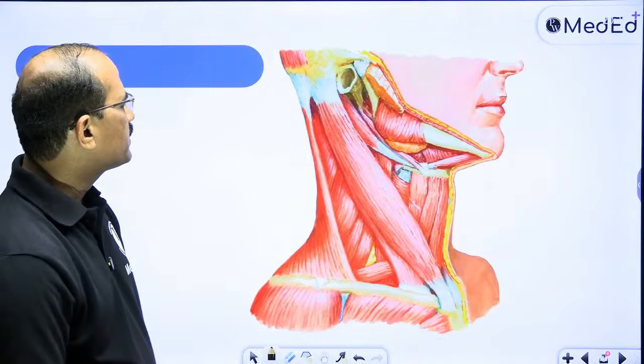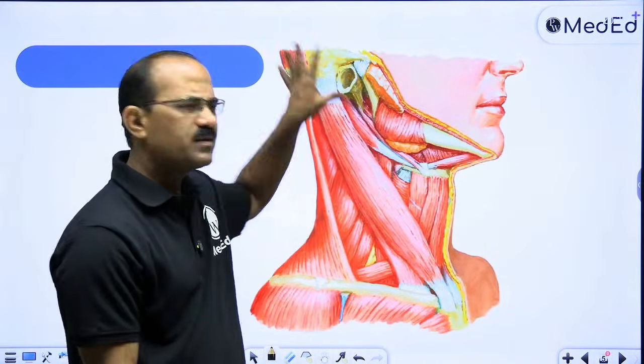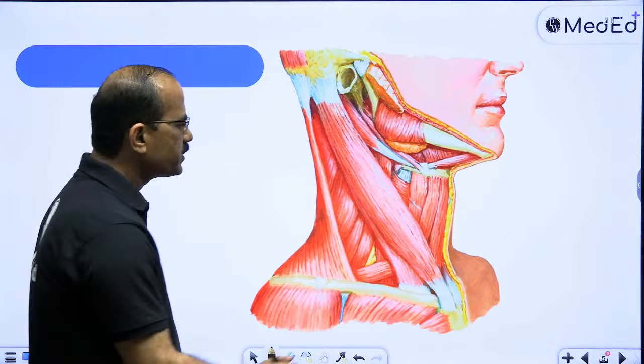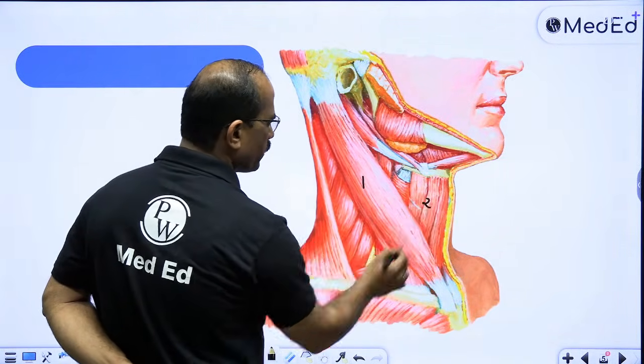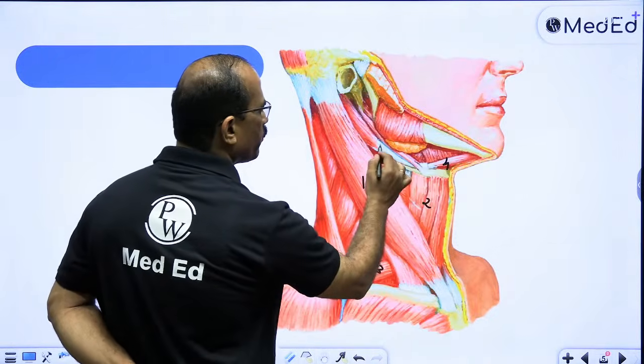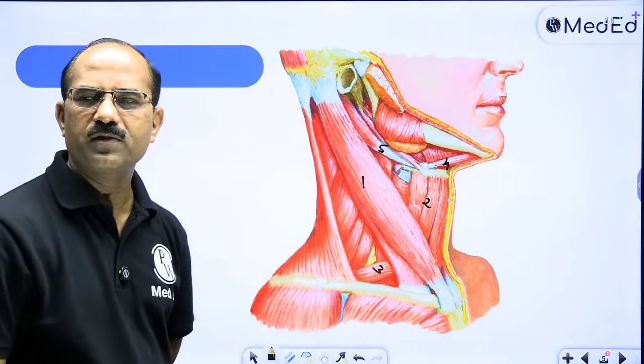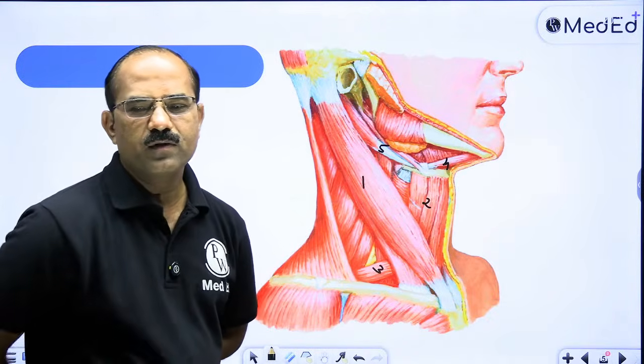Just have a look at this now. The same thing, same slide. Just identify these muscles. If you can identify them: number 1, number 2, number 3, number 4, number 5. Let's try to identify these muscles. Come on.